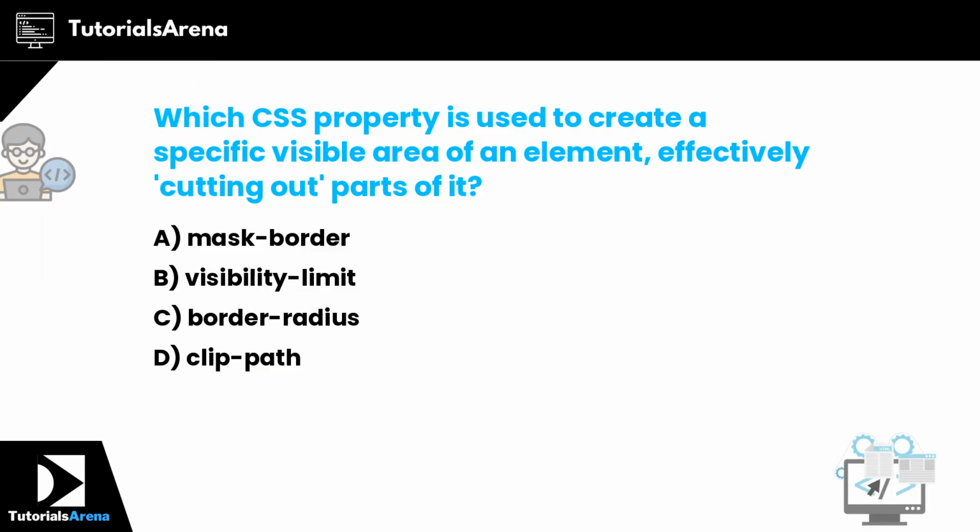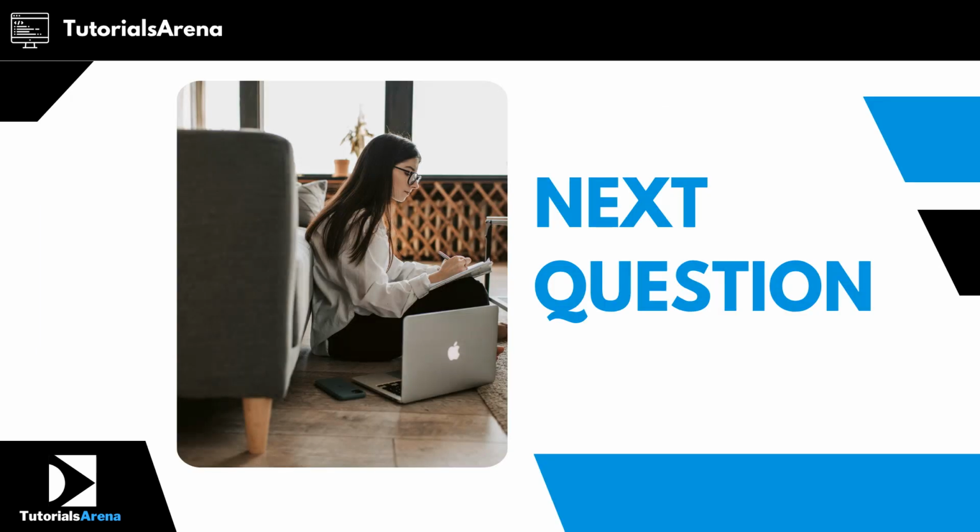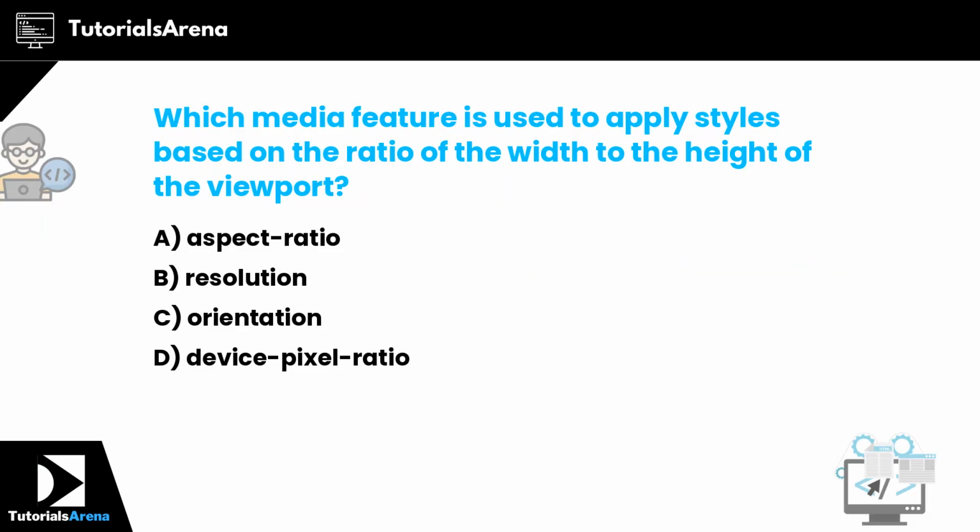Which CSS property is used to create a specific visible area of an element, effectively cutting out parts of it? The correct answer is option D, clip-path. Which media feature is used to apply styles based on the ratio of the width to the height of the viewport? The correct answer is option A, aspect-ratio.